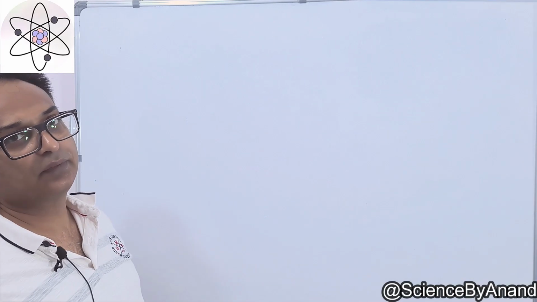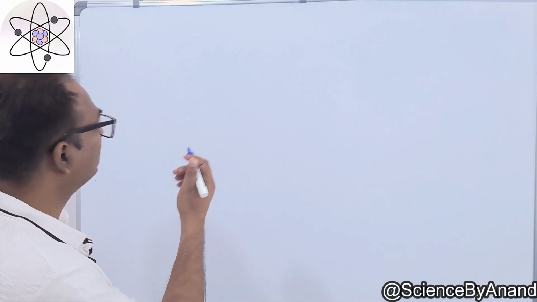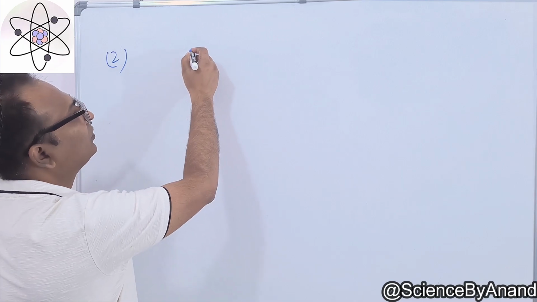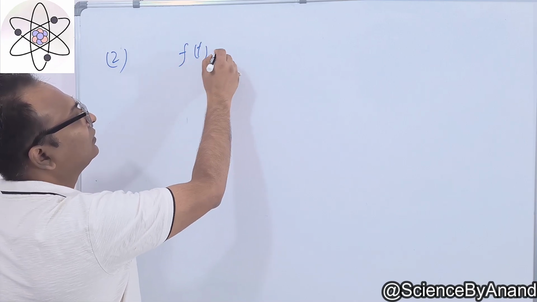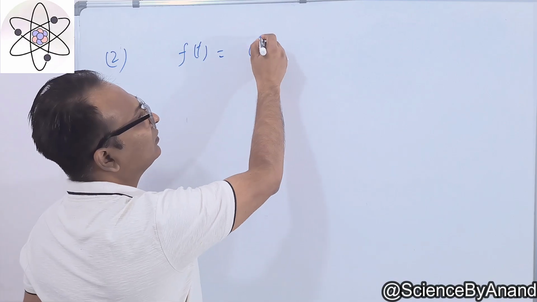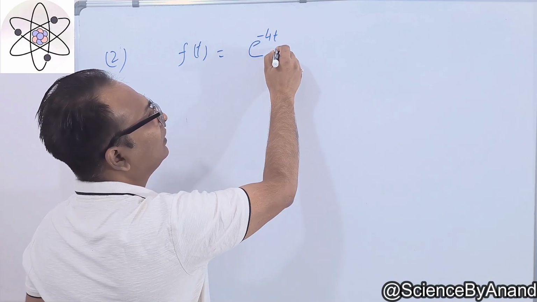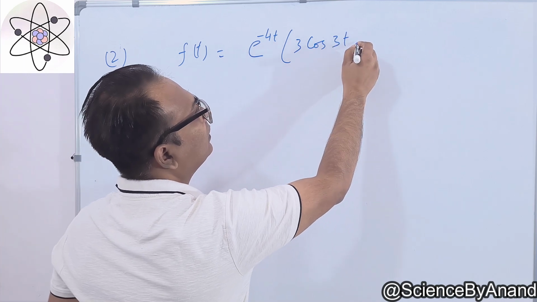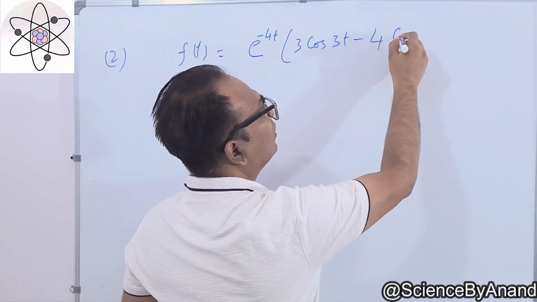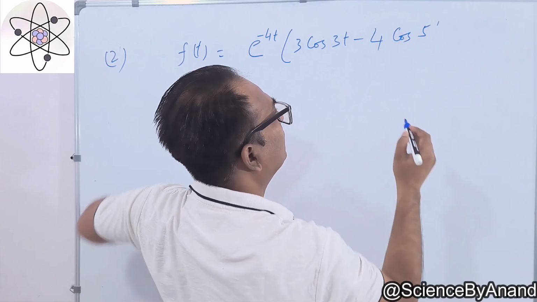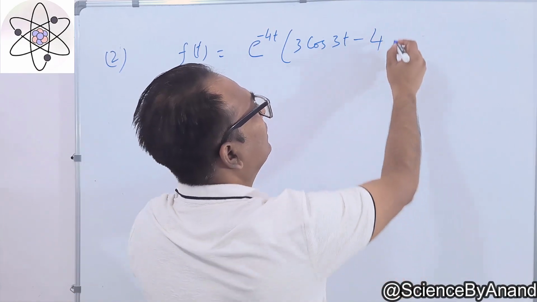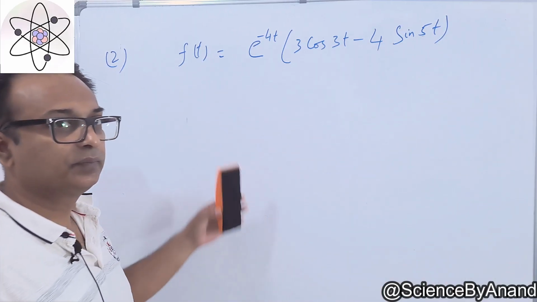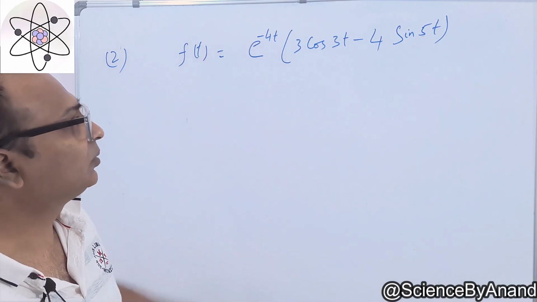Now we'll be using the first and second property to solve another problem. Let's say we have a function of t which is e to the power minus 4t into 3 cos 3t minus 4 sine 5t. We have to take the Laplace transform of this function.